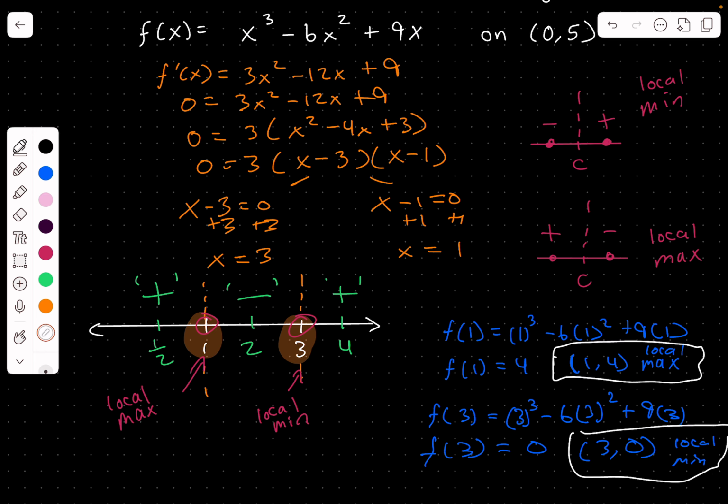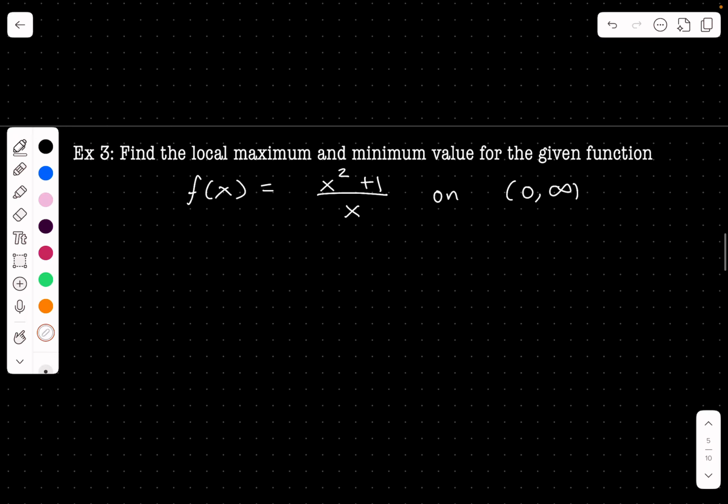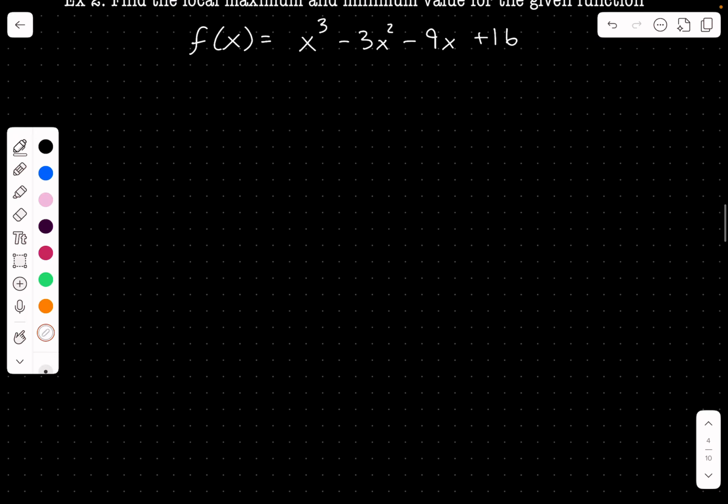So these are honestly really easy. These are pretty easy. We do have some good examples coming up. The next one's pretty easy too, but the next two after that, these are big ones.